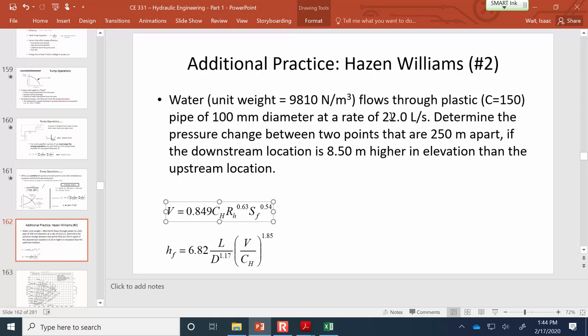Yeah, we already know the flow rate, and from that we can find the velocity. So you could use this equation and then solve for S sub F and then from the length find H sub F, but that would be a pretty indirect route. It's just, what do you have and what do you need to know? And you need to know H sub F because we're going to put that into the energy equation.